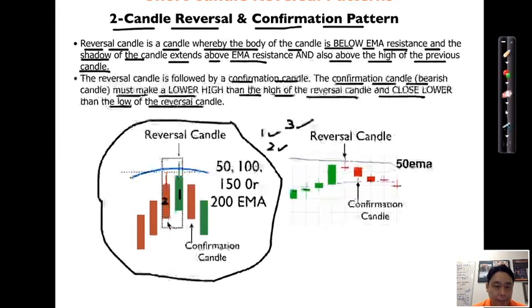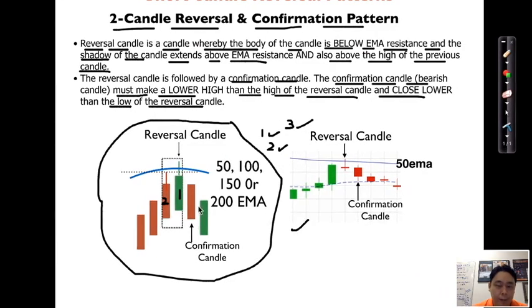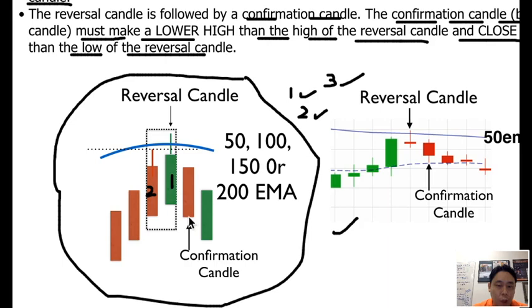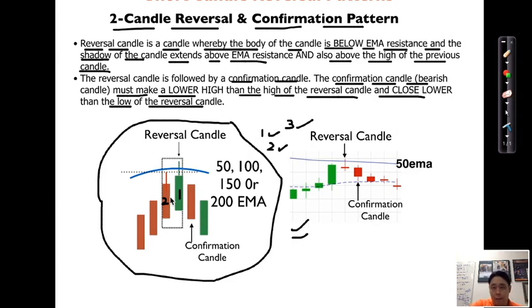Let's look at it step by step. Okay? So is this a confirmation candle? Well, it must be bearish, right? It's bearish. It must make a lower high than the high of the reversal candle. So this high must be lower than this high, right? Check. Next, the confirmation candle must close. Recall, this is the open and this is the close. Must close below the low of the reversal candle. Does it close below the low? Yes. Check. It's confirmed. It's going down. We can short it. Why? Because that tells us that the reversal has been confirmed and is now going down.